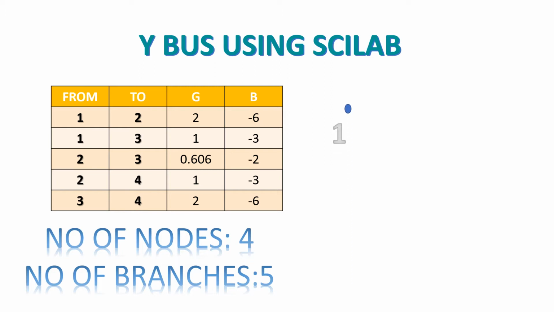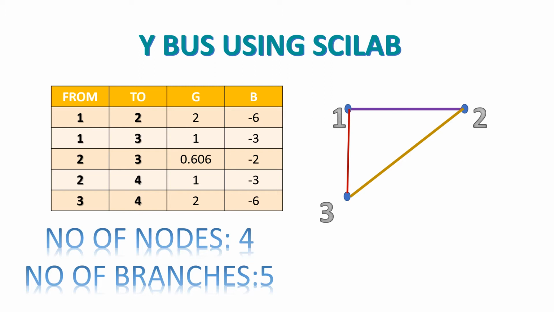So between 1 and 2 there is a line connected. Now in the second row, between 1 and 3 there is one line connected. So now a third node has come into existence, and between 2 and 3 there is another transmission line connected, and between 2 and 4 there is one more transmission line connected, and this is the fourth node. Between 2 and 4 one more, and in the last row, 3 and 4, there is one more transmission line connected.